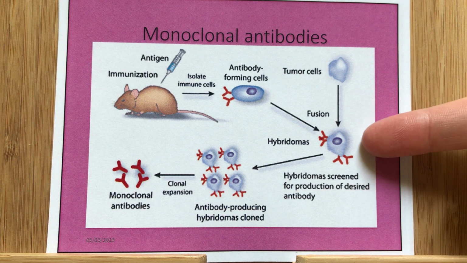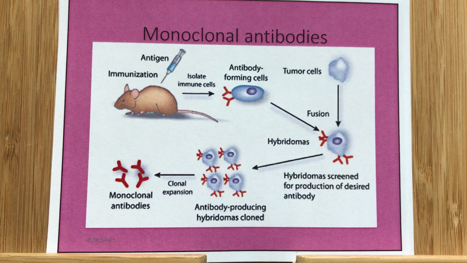And from that, we get a hybridoma. Don't confuse that with the monoclonal antibody. An antibody isn't a cell, it's something that's made by a cell. So when we fuse the antibody forming cells with the tumour cells, we get a hybridoma. Think of it as like a hybrid car or a hybrid bike. It's got features of both. It's a hybridoma. Once we've got that hybridoma, we then have clonal expansion.